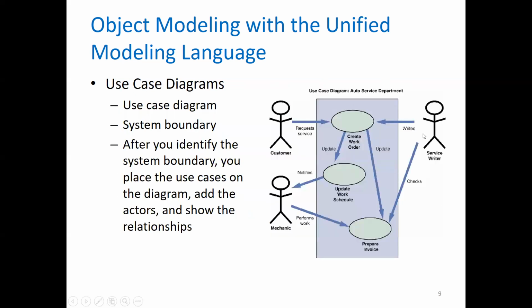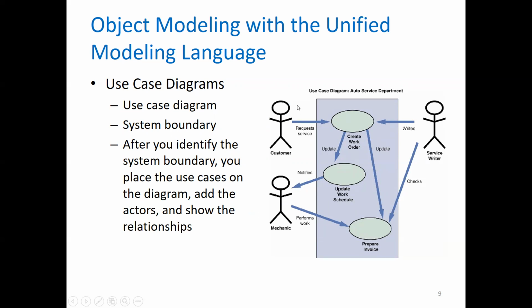So you have an example of what a use case might look like. Now, use case diagrams. The entire thing is called a use case diagram. And then you have the system boundary. The system boundary is represented by this rectangle that you're seeing. That means your use cases generally go inside the boundary and your actors are outside the boundary.